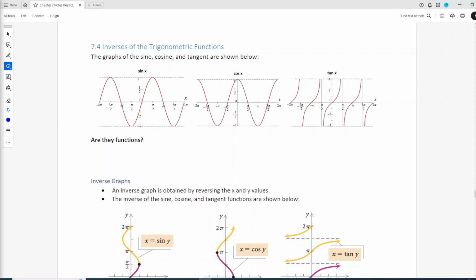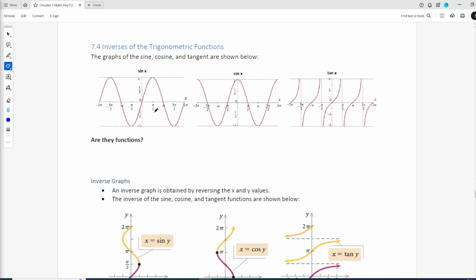Moving on to 7.4, I like to call this section the "why does your calculator do what it does" section, because we're really going to be exploring why, when you plug in something, your calculator gives you this answer versus another answer. I was going to go into a big long explanation, but it will make more sense when we're done. So here we go. Inverses of trigonometric functions.